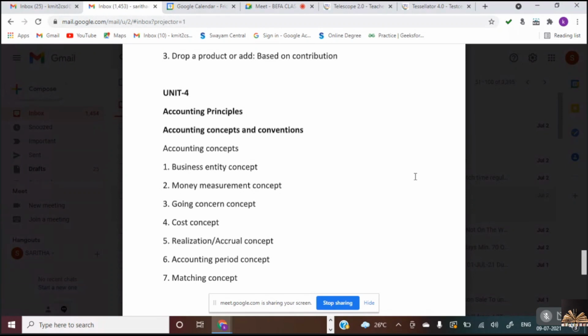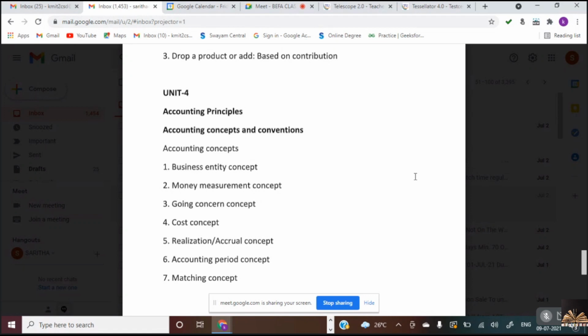Now going to the seventh one, matching concept. So what will be matched with what? Here, every year, the accountants will try to match the revenue with the corresponding cost. Is it clear, Nana? They try to evaluate whether the costs that have been incurred by the business have achieved their revenue or not. One year's cost should achieve its revenue in that year itself. That is known as revenue and cost concept. Matching the revenue with the cost.